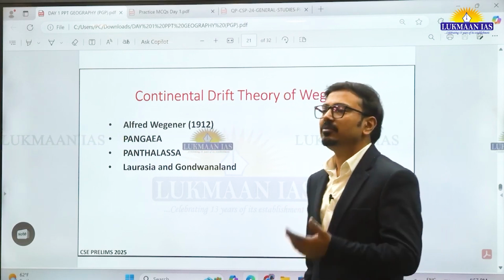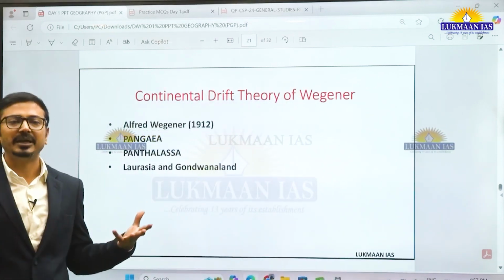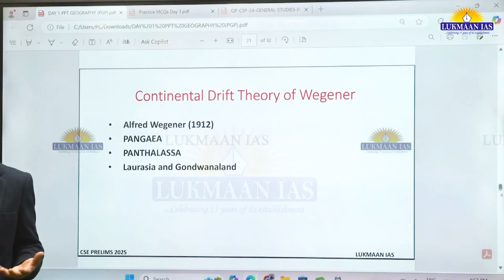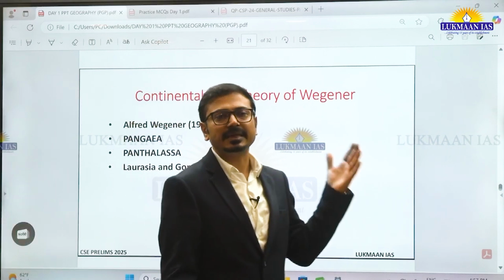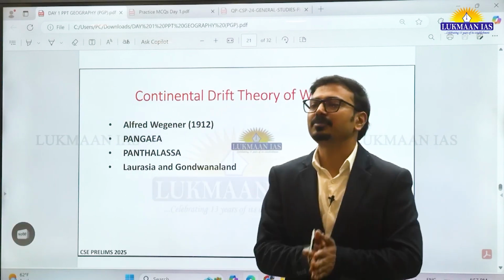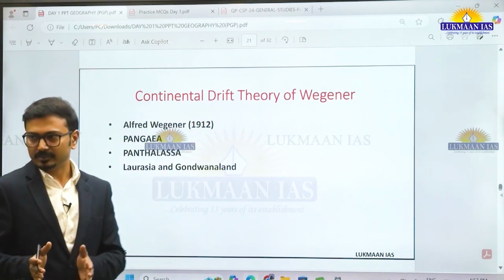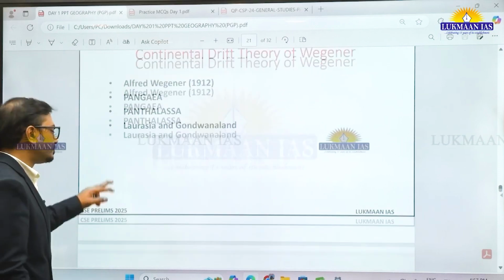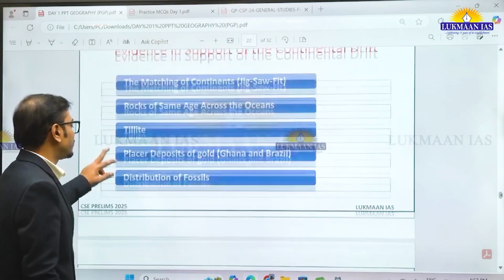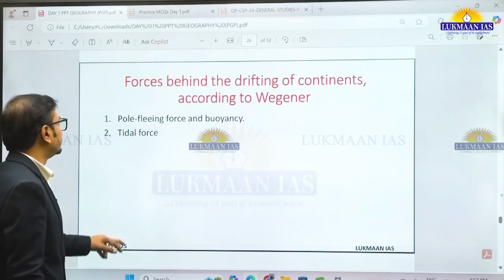Further, these land masses broke into several land masses and they drifted away from each other. This is how he is explaining the present day distribution of land and ocean. All these tectonic theories are explaining present day distribution of land and ocean. ठीक है? So he is giving two forces in support. First of all we will see the forces. ठीक है? What forces he had mentioned?